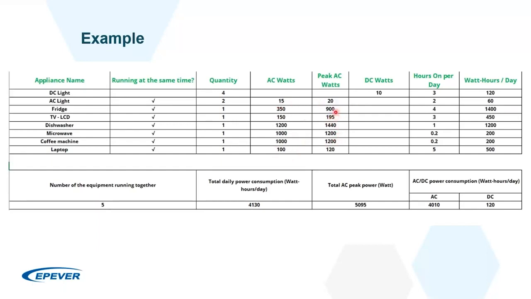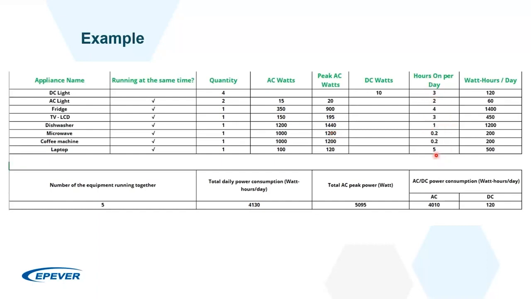I have assumed that for my fridge, I have something like 900 watts peak power. And for the others, I have multiplied the AC watts by a factor of 1.2 or 1.3, because based on my knowledge of these kinds of consumers, that's a good estimation for their peak power. So for the majority of the loads, you can apply a constant like 1.2 or 1.3. For motor loads, you have to multiply it by 3, 4, or 5 based on the specifications of the device.